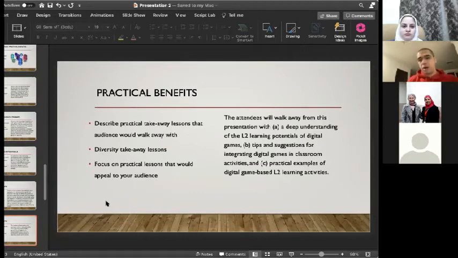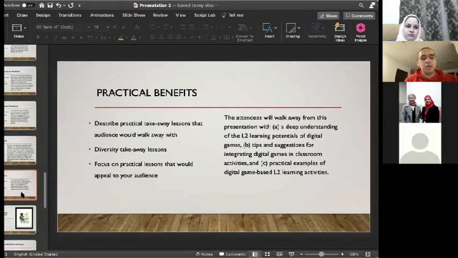So here I talked about understanding the learning potentials of digital games. That's probably something a lot of teachers would like to learn more about, especially if they are not gamers. Tips for integrating digital games in classroom activities and practical examples, right? So they want theoretical understanding, practical suggestions and tips, and examples for how to apply these tips and suggestions in practice.